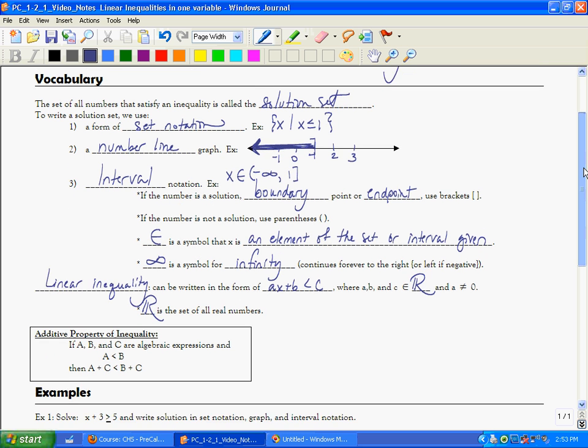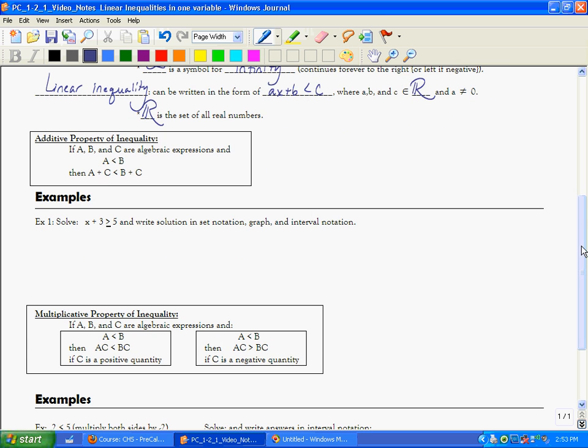First property is the additive property of inequalities. We have an inequality with a is less than b. You can add something to both sides and that inequality stays the same. For example, in this one, x plus 3 is greater than or equal to 5. You can add a negative 3 to both sides. That inequality is going to stay greater than or equal to, and 5 minus 3 is 2.